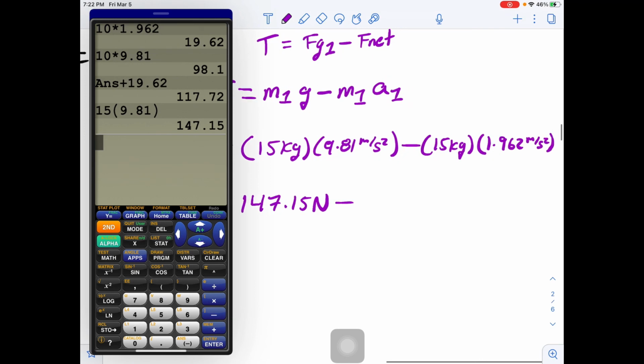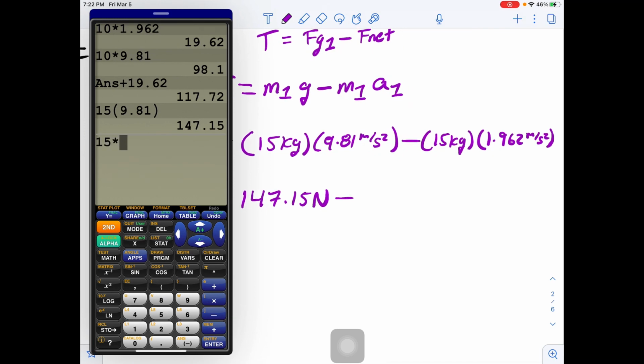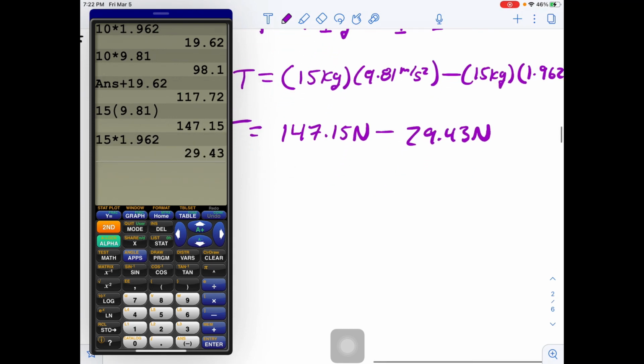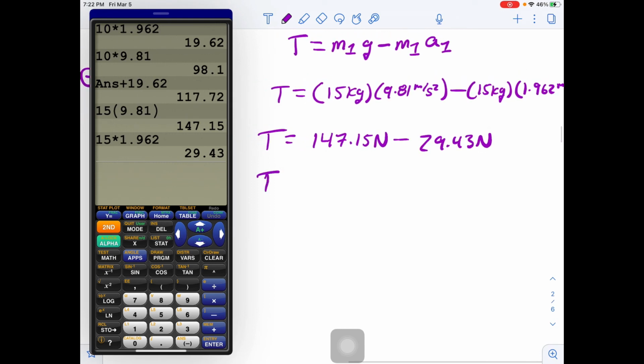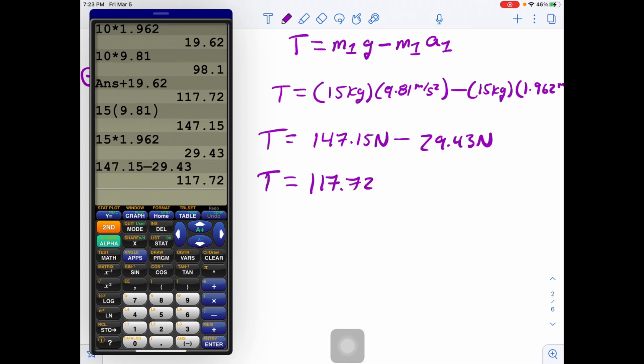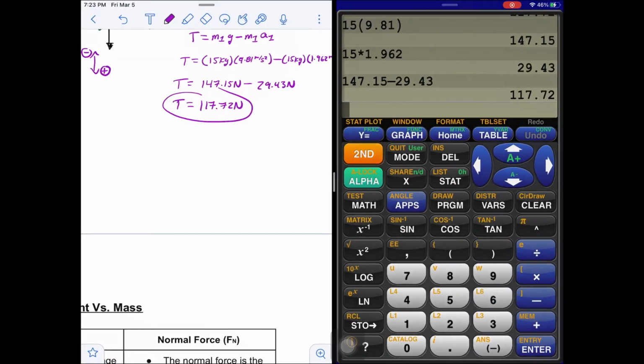So that's the force of gravity. 15 times 1.962 is 29.43 newtons. And again, that's the total net force acting on our mass 1. And I'm going to take 147.15 and subtract 29.43. That gives me 117.72 newtons. And there's the tension in our other side of the rope.